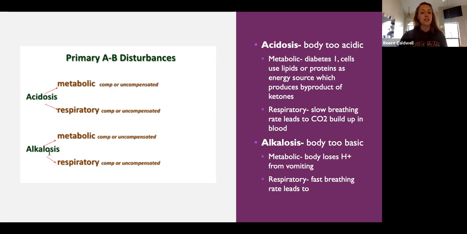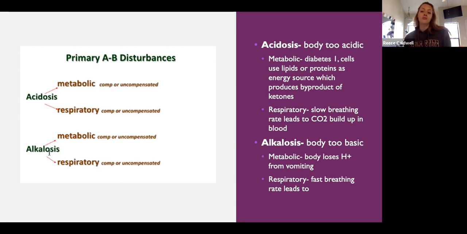Next, we have alkalosis, meaning the body is too basic. Opposite of acidic, it's basic now. So we have our two types again, metabolic alkalosis and respiratory alkalosis. Metabolic alkalosis can be caused from severe vomiting. If you are vomiting a lot, you're losing a lot of hydrogen ions. And whenever you're losing hydrogen, that makes the body more basic. Less hydrogen means more basic.